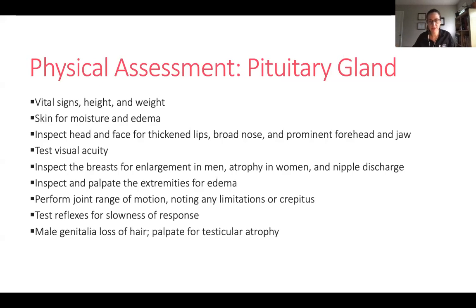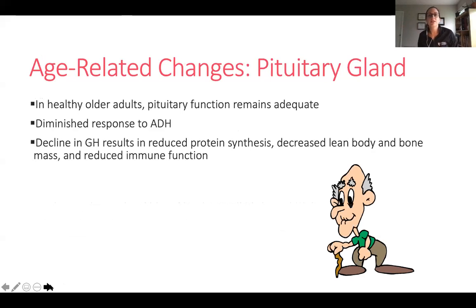The physical assessment would be just like any other regular assessment, but you want to pay attention to the things that would be related to hormones. So anything related to the sex hormones, hair growth, body growth, and we'll talk about that here in just a second. Visual acuity, all of these things.